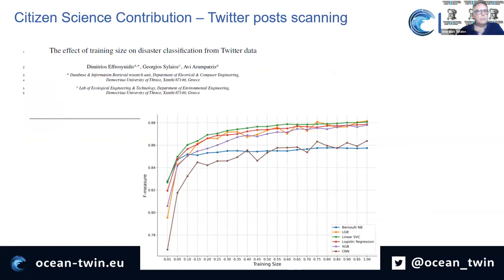Now we are publishing a new work, which is how to use citizen science on Twitter for disaster classification. So we are using Twitter as a source of any disaster which the user experiences. And we do that in order to trigger our models for any extreme event. So here you see, for example, what is the percentage of the training size in relation to the reliability of the model and the capacity of the algorithm in order to identify the occurrence of an extreme event.